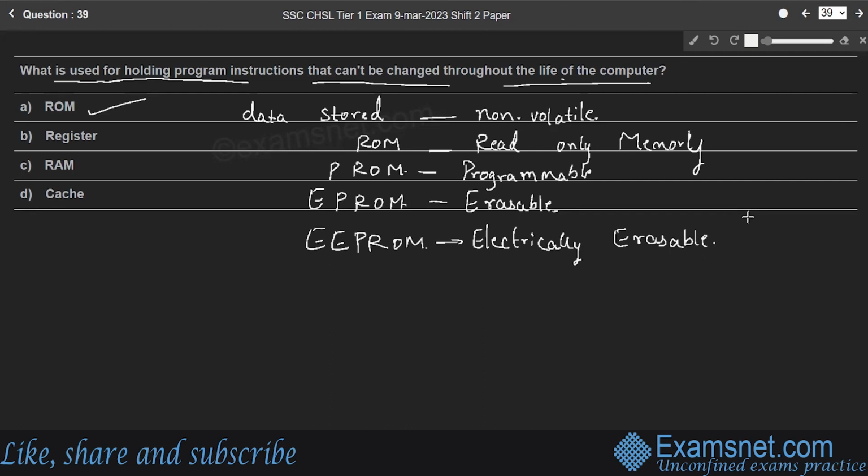So then flash memory. Flash memory is a type of EEPROM that uses in-circuit wiring. Therefore, ROM, read-only memory, is used for holding program instructions that can't be changed throughout the life of the computer. Option A.